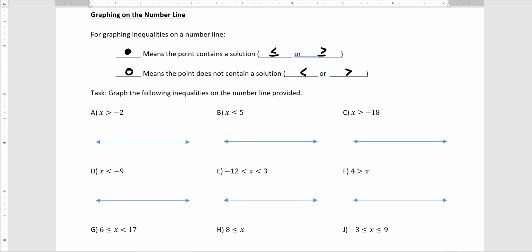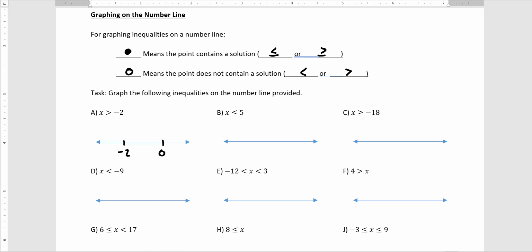When we do this, I like to have at least two values on our number line. So, if our first one here, letter A, says x is greater than -2, well, if x is greater than -2, that's any value larger than -2. So I'm going to plot -2, obviously, and like I said, I like to have two values, so I'm going to go ahead and put 0 there also.